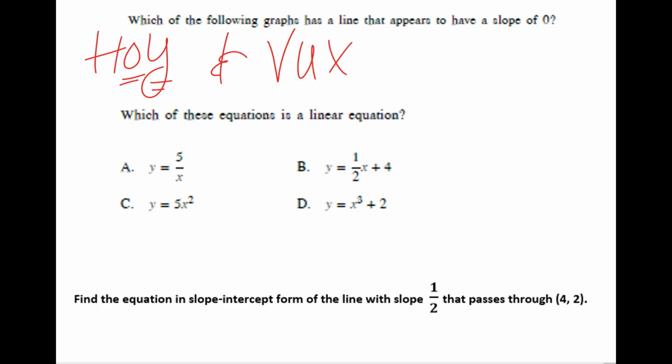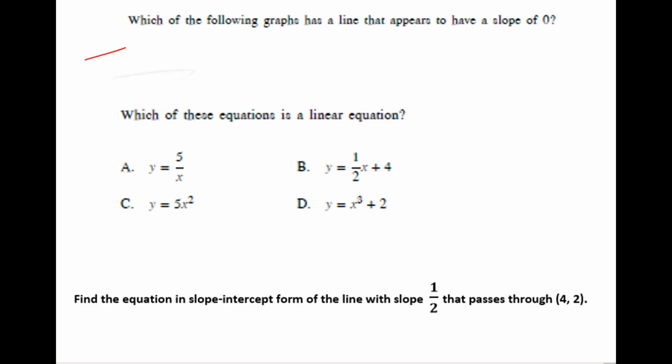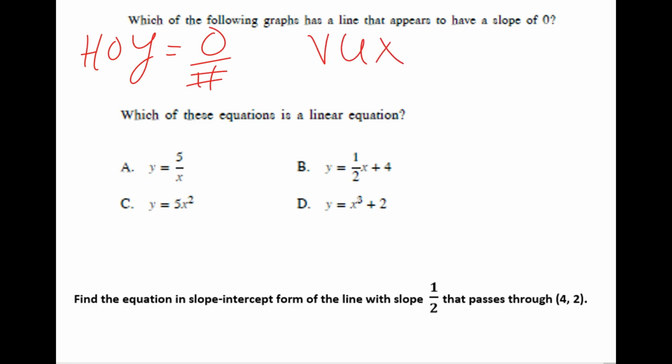HOY looks like this. I'm going to erase this because I don't have enough room, but y'all keep this, just write it underneath. So HOY and VUX. HOY looks like this, or you can write it like me. HOY means slope of 0, so this looks like 0 over a number. VUX is a slope that is undefined.